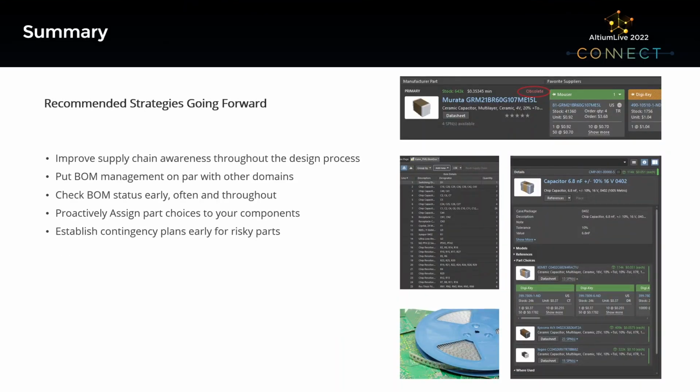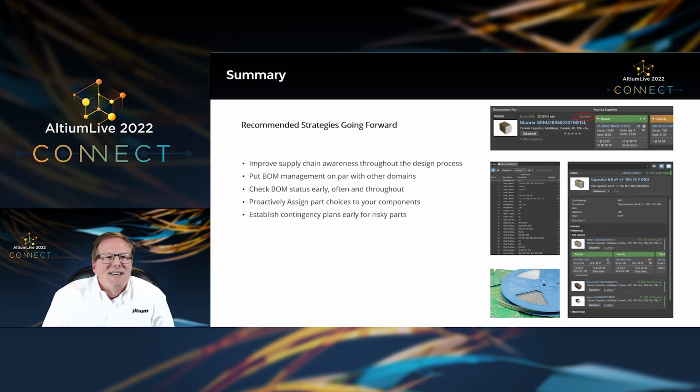So to really summarize and wrap this up, key recommended strategies going forward is to improve your supply chain awareness throughout the entire design process. Purchasing parts and such used to be somebody else's issue. And in many cases, it is somebody else's issue even today. And a lot of designers are sort of apathetic about that. The thing is, if your company can't ship their products, it's everybody's problem. And so to borrow a phrase from another domain, if you see something, say something.